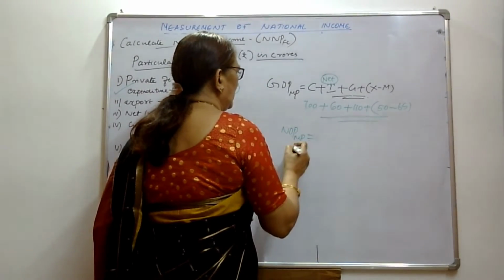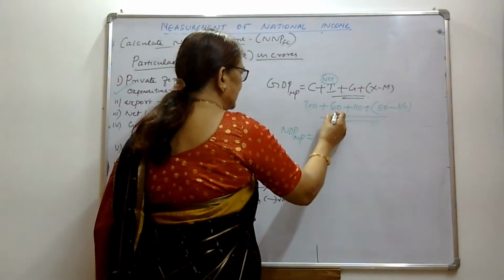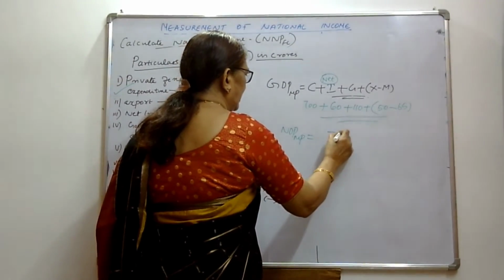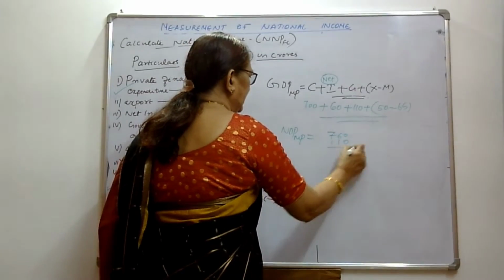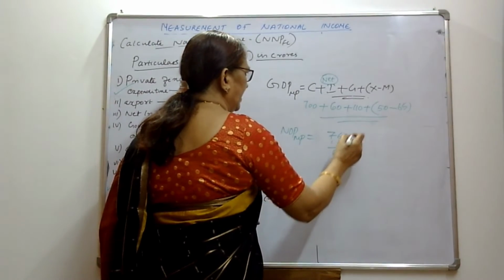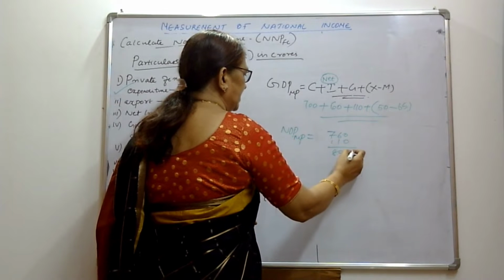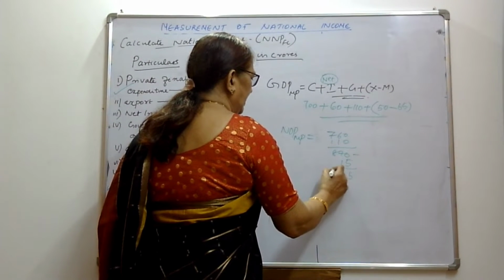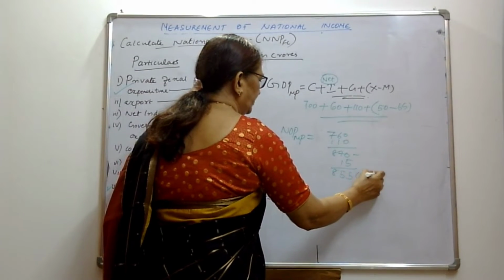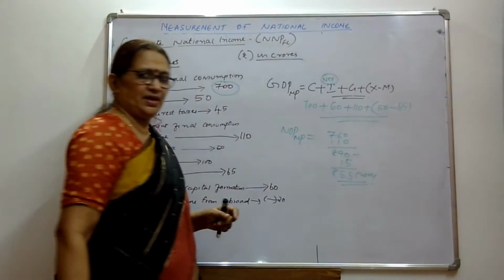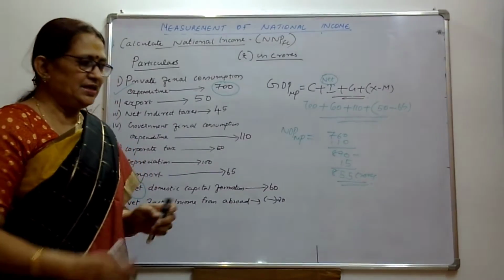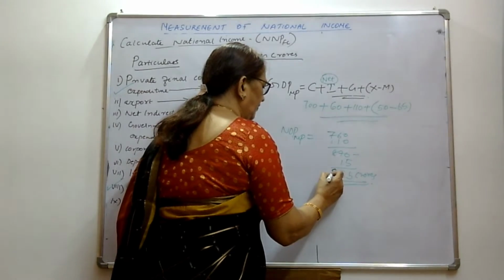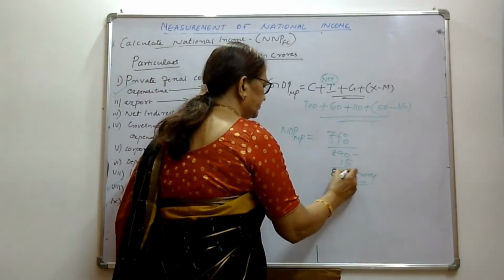So what is the value? 700 plus 60, 760, plus 110, 870, then plus 50 minus 65, means minus 15. What is the answer? 855 crores is NDP at market price.